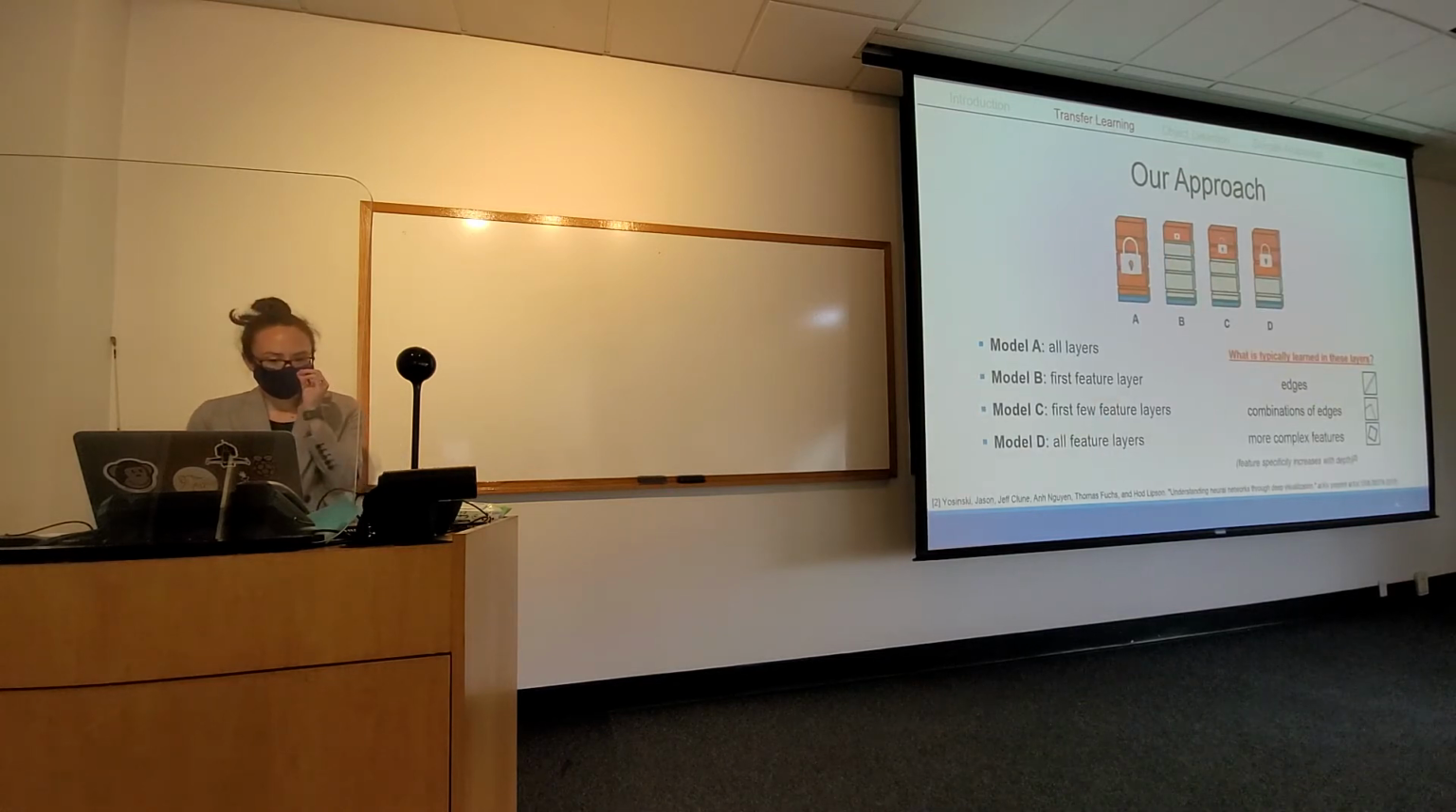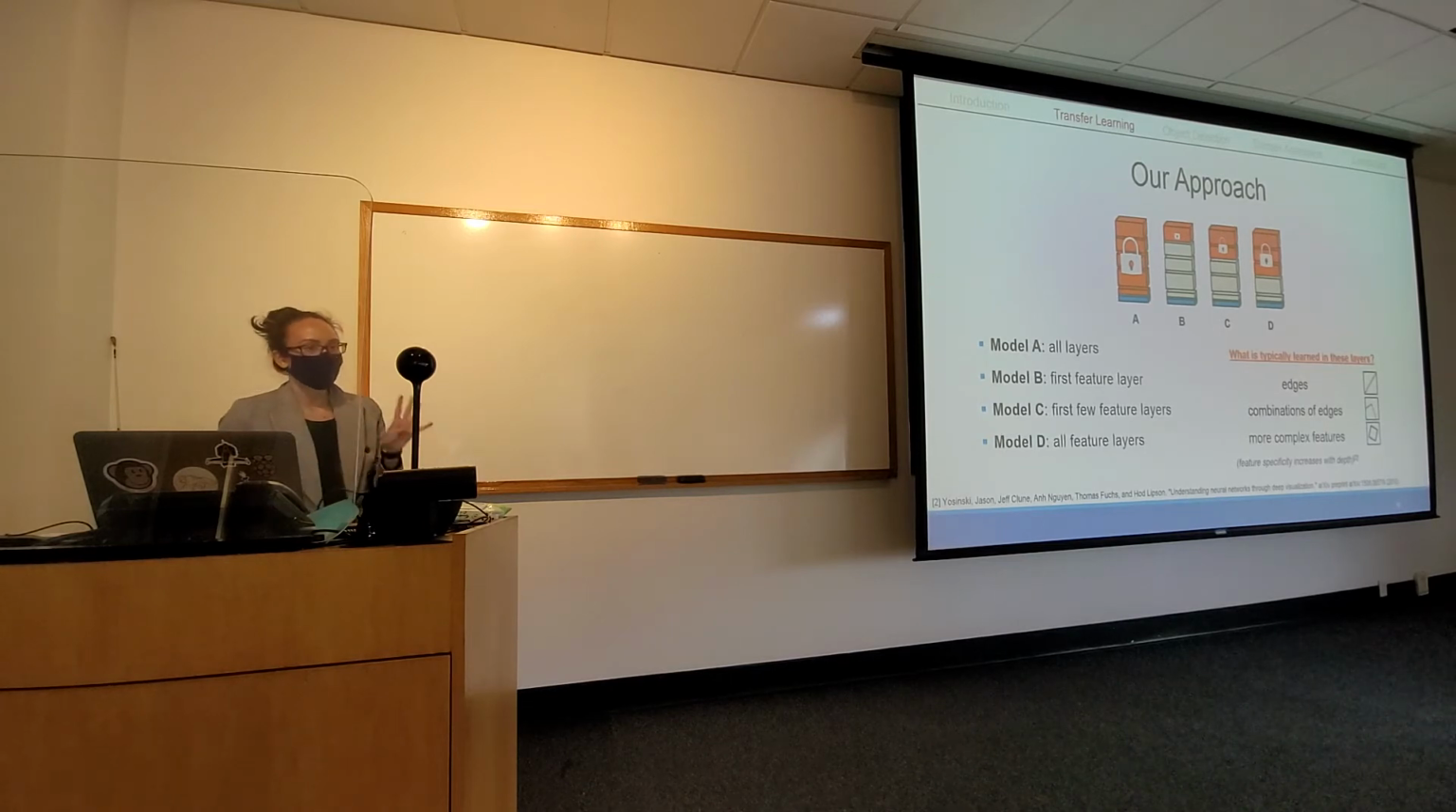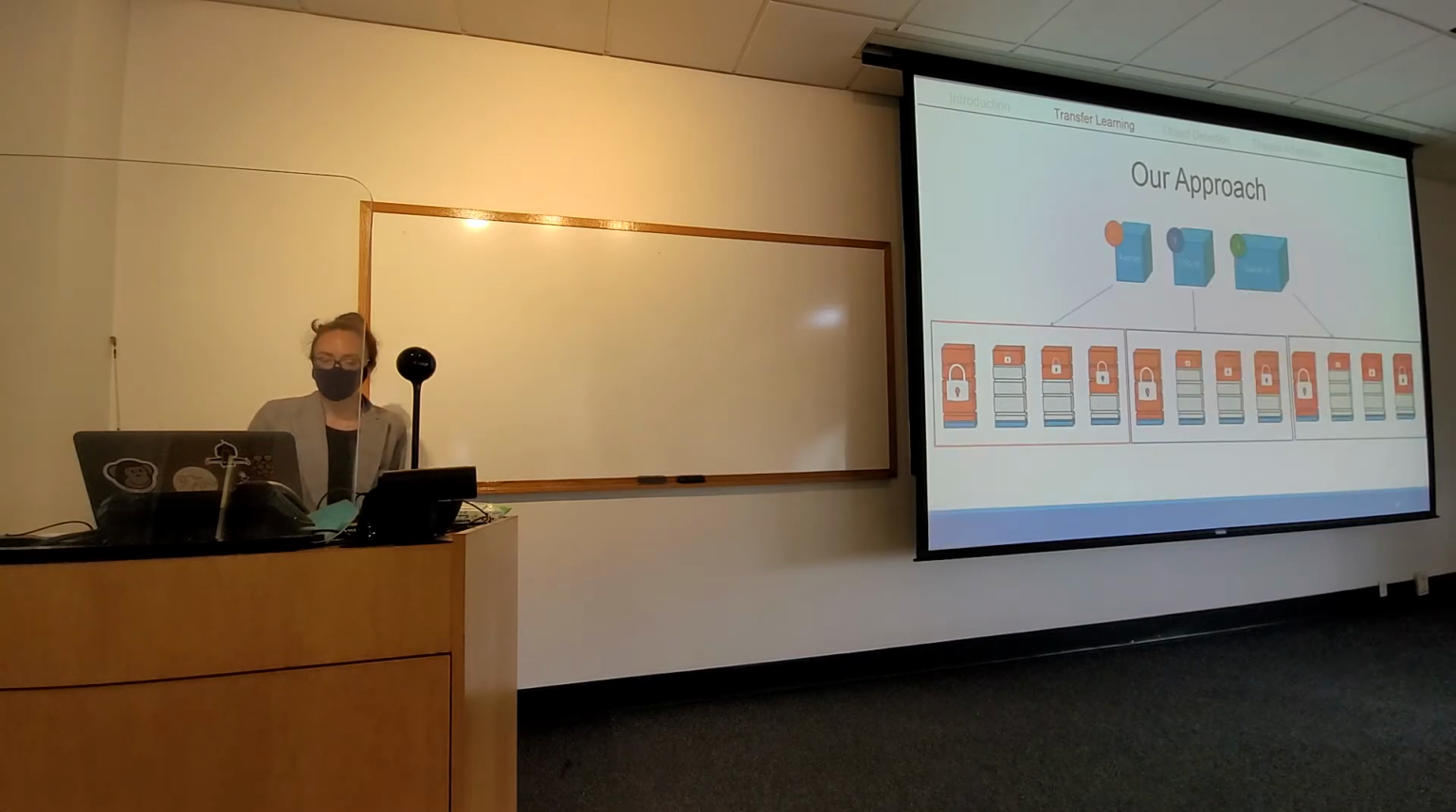So in our approach, basically, we make 4 variations of each of these 3 models where we're interested in transferring certain layers and then fine-tuning others. For simplicity, I call them A, B, C, and D. And the idea is that, for example, model B, where we transfer the first feature layer, we're transferring edges. And then for C, we have the first few feature layers where it's basically combinations or textures. And then D, where we transfer all feature layers, which are the more complex features. So in the end, we have 12 models that we're going to run experiments on for transfer learning from ImageNet.